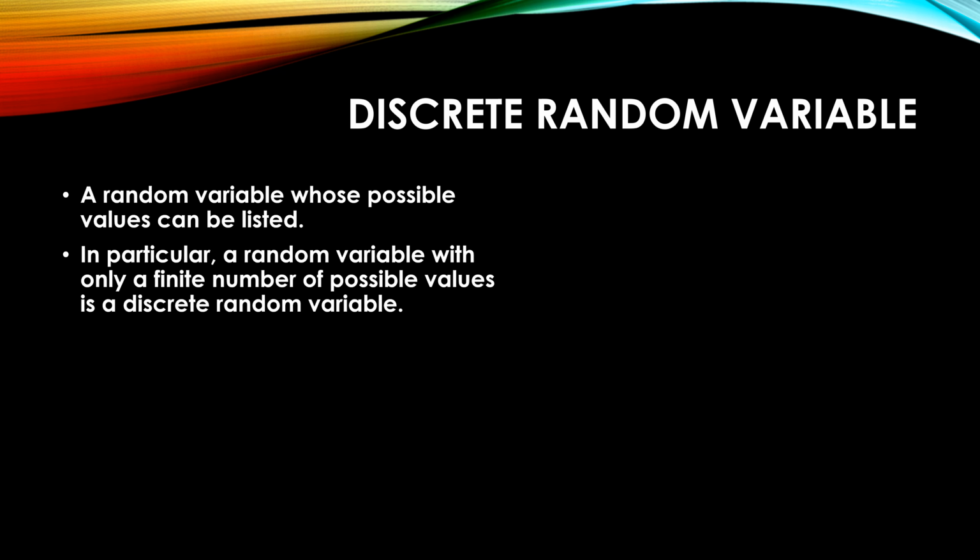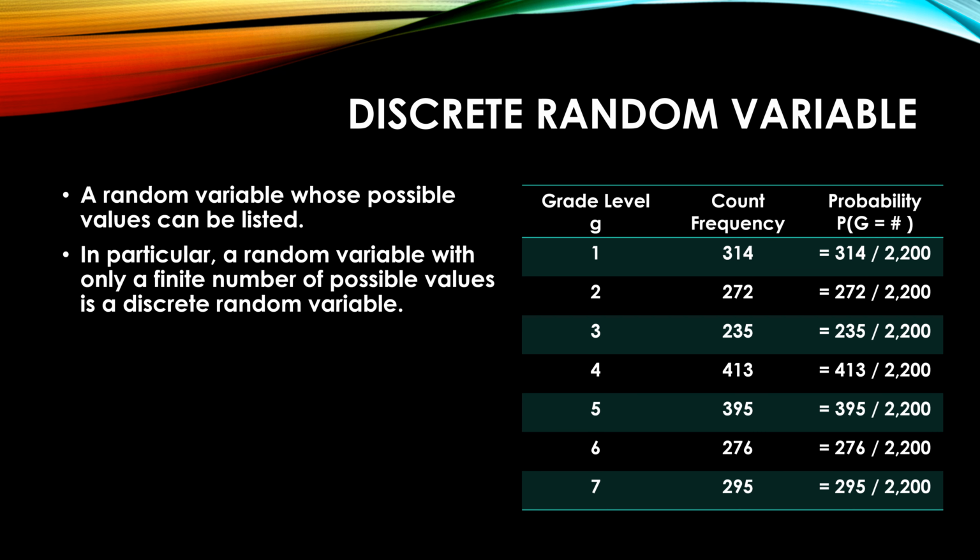Now, a discrete random variable is a random variable whose possible values can be listed. So remember that discrete is often something that's countable. And in particular, a random variable with a finite number of possible values is a discrete random variable. So that's a lot. Let's put an example to it to see if we can make more sense of it. So this is a school, and this school has grades 1 through 7. And in each of those grades, there's a count or a frequency. There's a number of students.